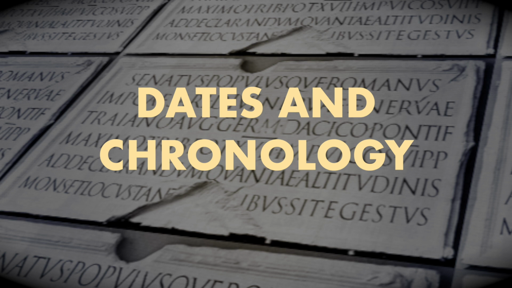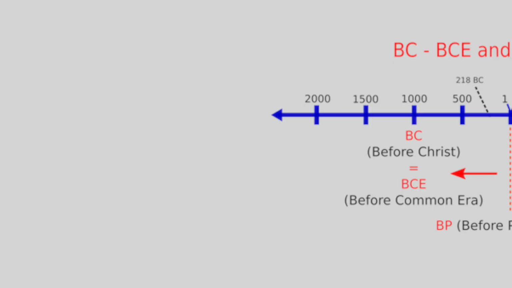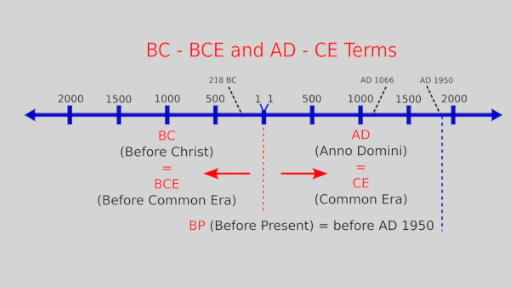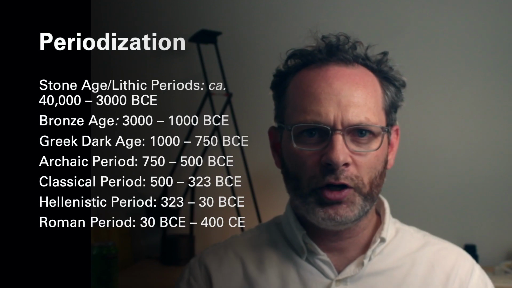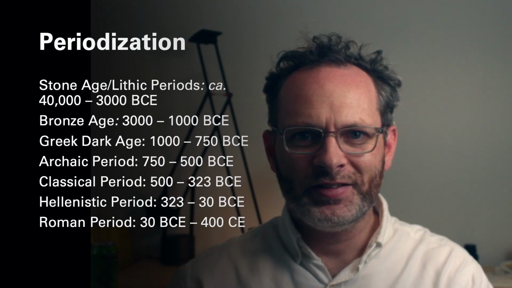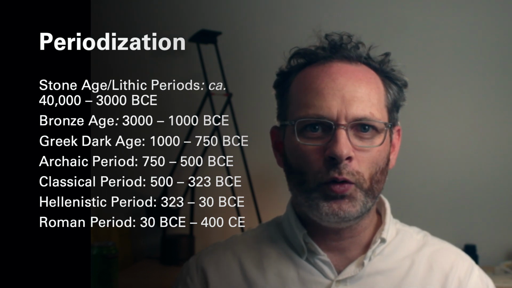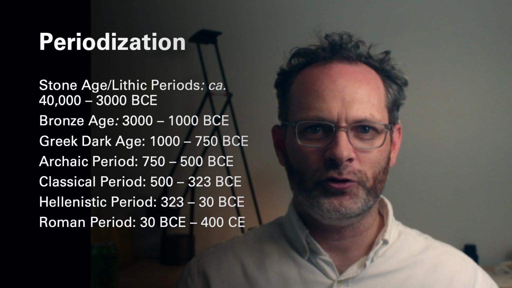A couple brief things about dating and terms. BCE means before the Common Era, also known as BC. CE means the Common Era, which is also known as AD. A quick note on periodization. Periodization is the delineation and the definition of the different periods within which ancient Greece is considered to exist.